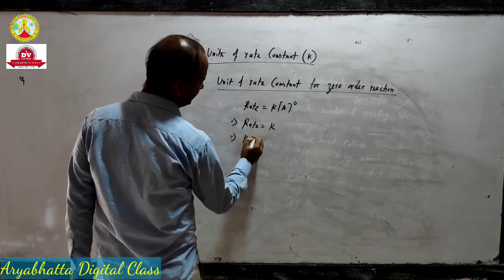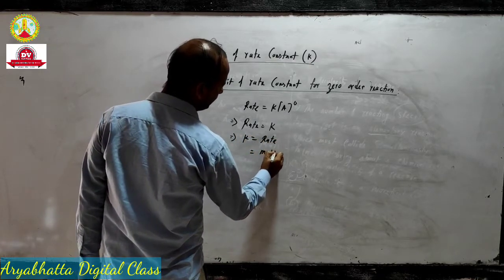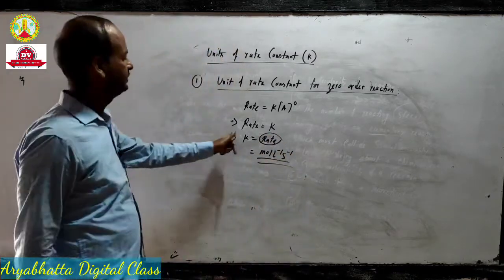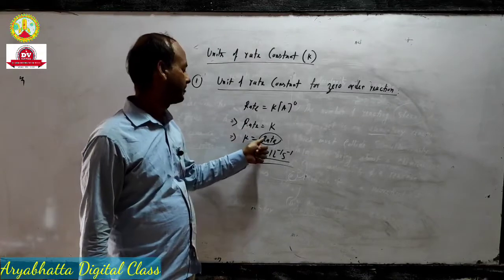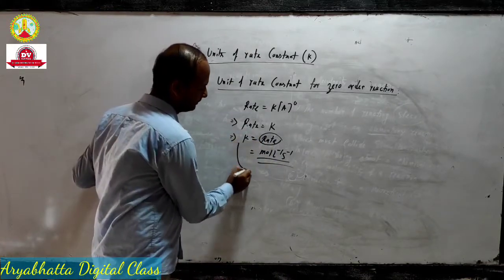Now from this, K equal to rate. So what is the unit of rate? Okay, rate का unit क्या था? मैंने सीखा था ना mol per liter per second, mol L inverse second inverse. This is the unit of rate, mol L inverse second inverse. Now let's say rate equal to K. So what is the unit of rate constant?